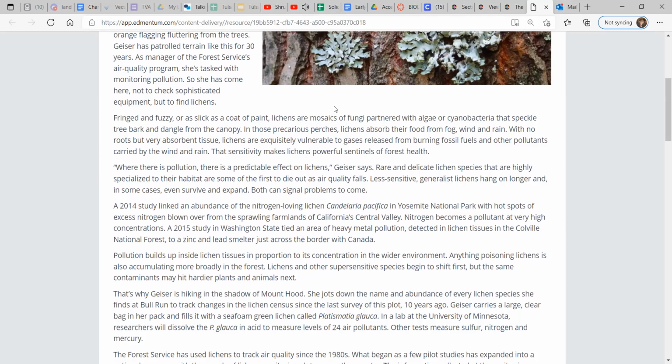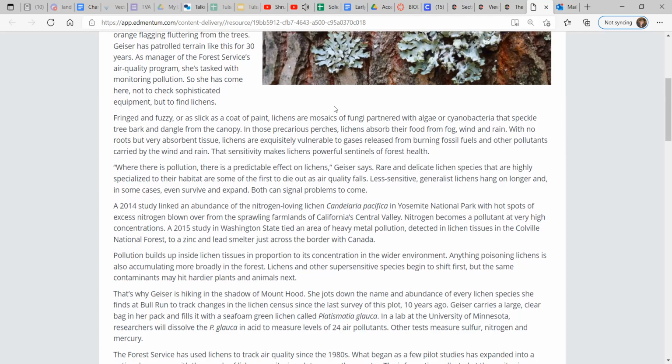Where there is pollution, there is a predictable effect on lichens. Rare and delicate lichen species that are highly specialized to their habitat are some of the first to die out as air quality falls. Less sensitive generalist lichens hang on longer and, in some cases, even survive and expand. Both can signal problems to come.